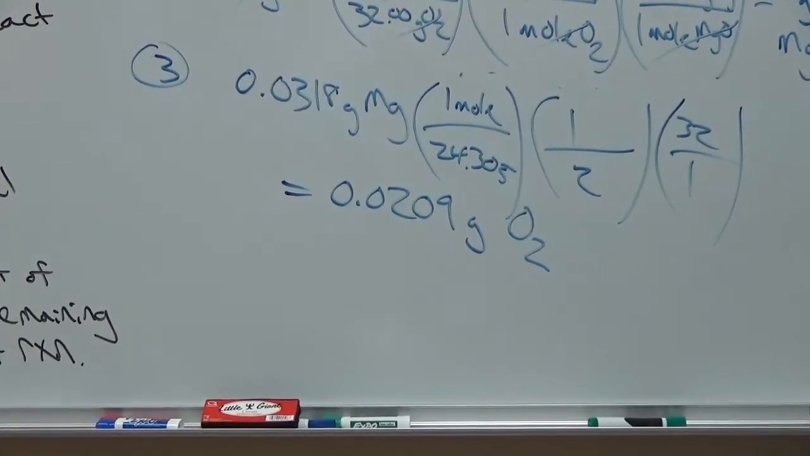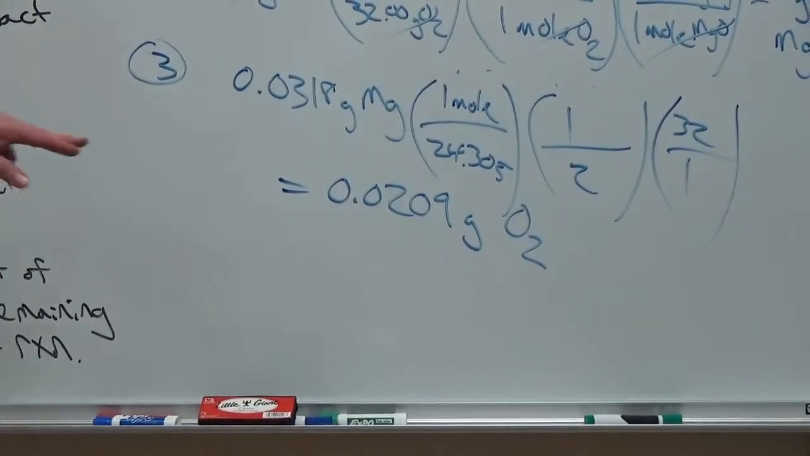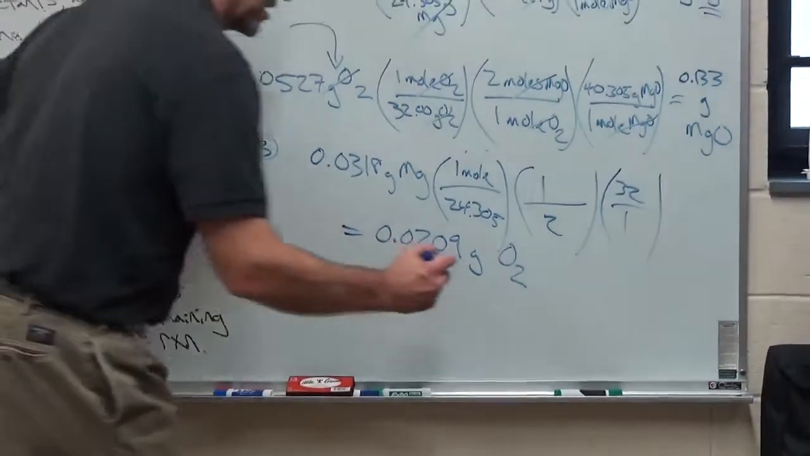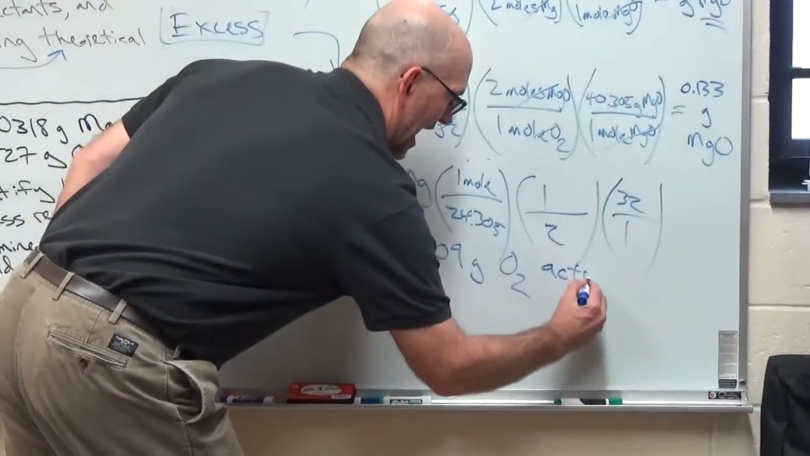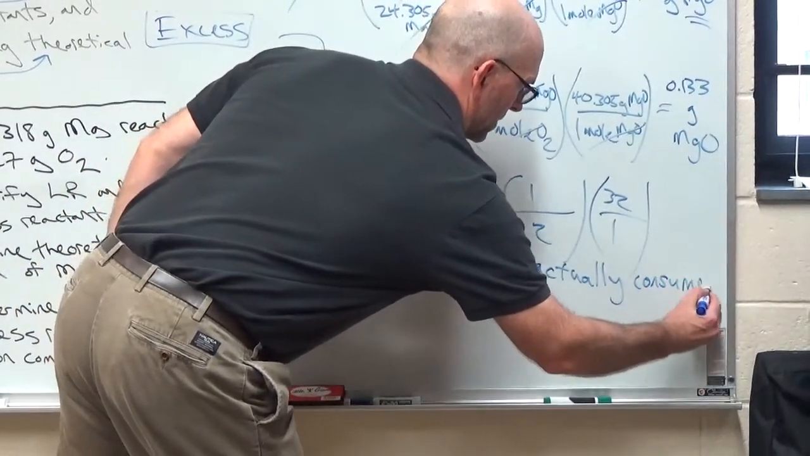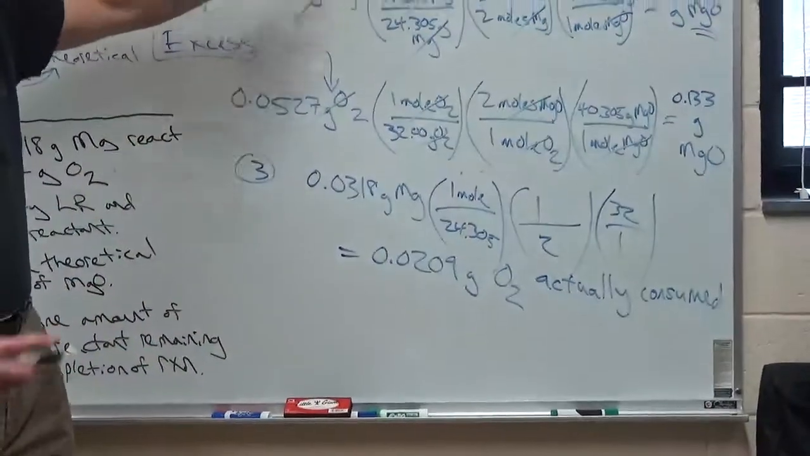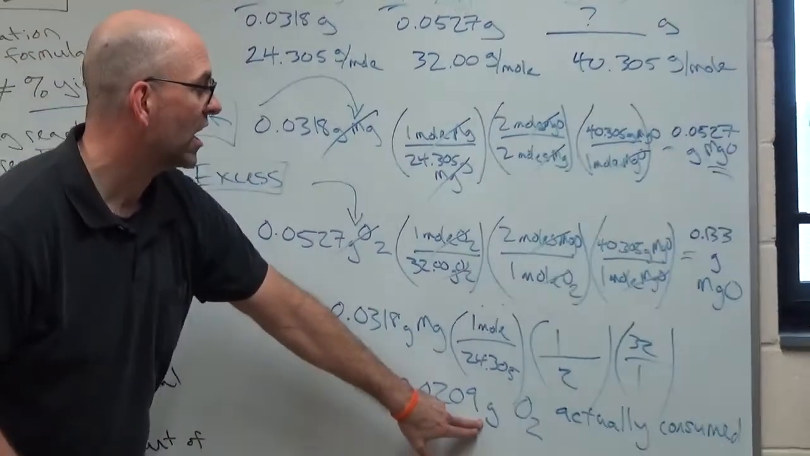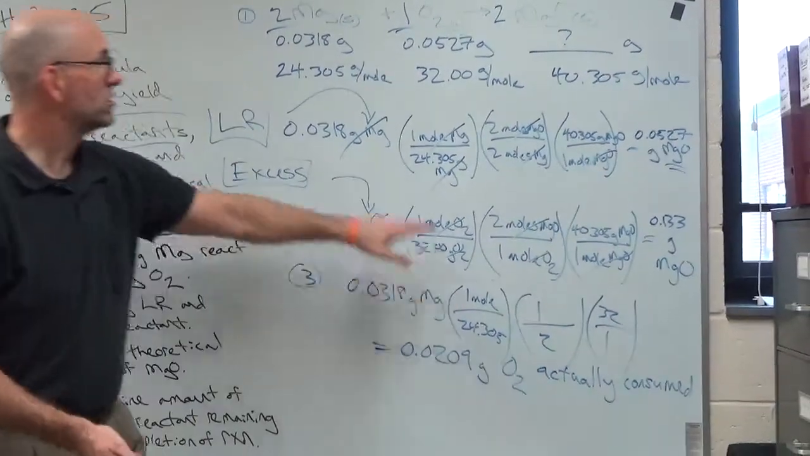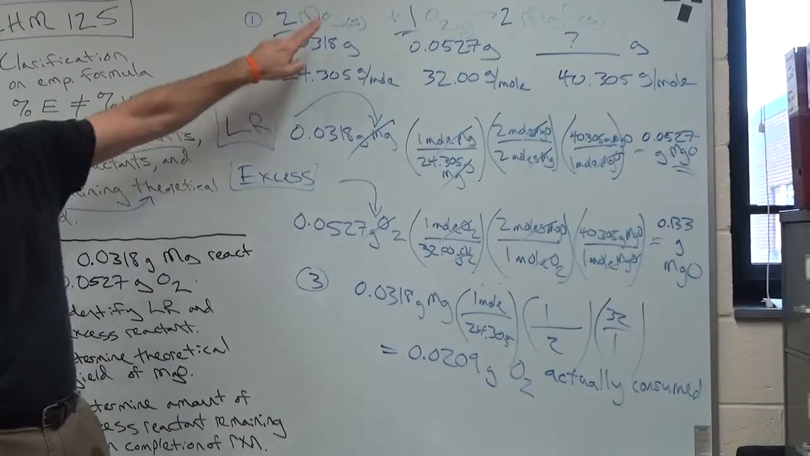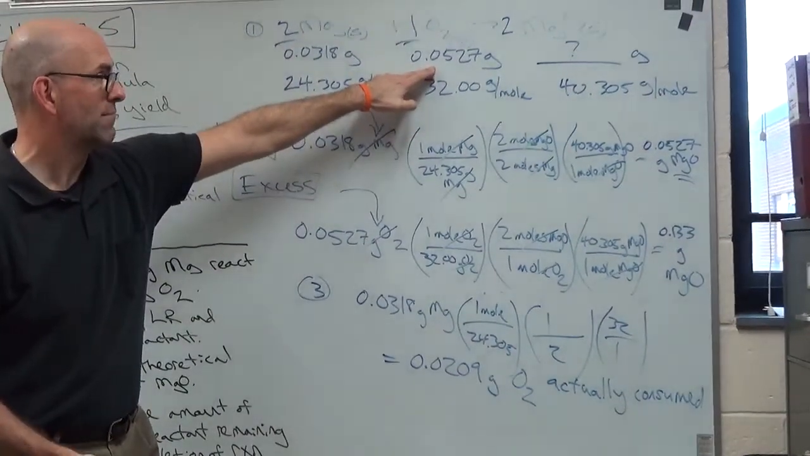Okay, so how do you know that is right? Well, what does this number mean? That is grams of oxygen actually consumed. Put another way, that's how much you need to do the reaction. You need 0.0209 grams of oxygen to completely react the given amount of magnesium, but you have a whole lot more.